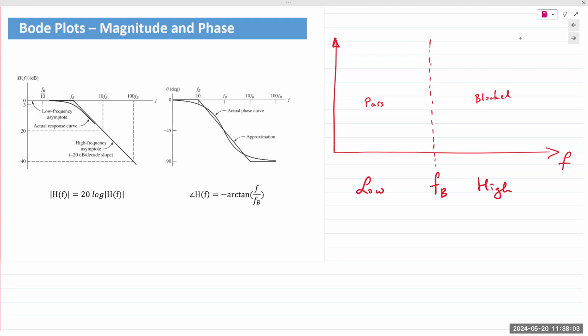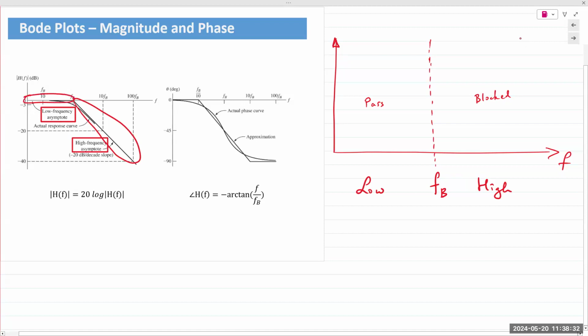Okay, so for a low pass filter, on the figure on the left, you can see the low frequency asymptote is right here. The high frequency asymptote is labeled here. This portion is the low frequency asymptote, and this portion right here is the high frequency asymptote. So straight line and then straight line in both places. It's a little bit hard to visualize on the left, so I'm going to draw it out on the right.